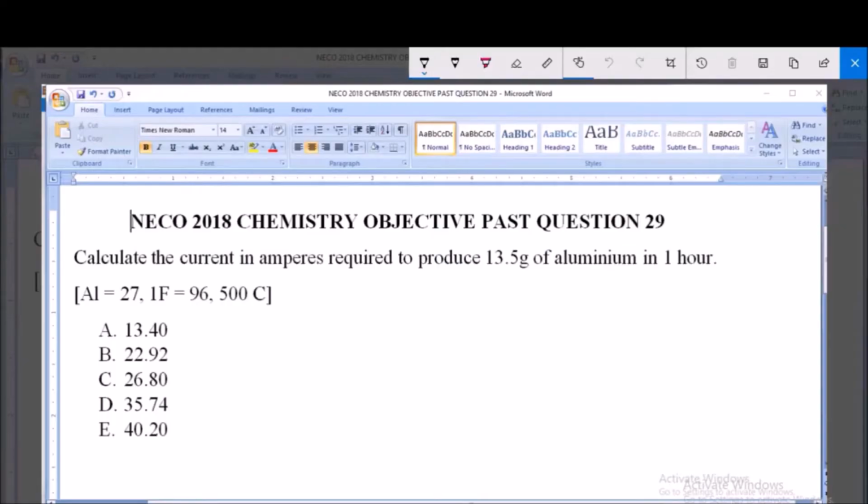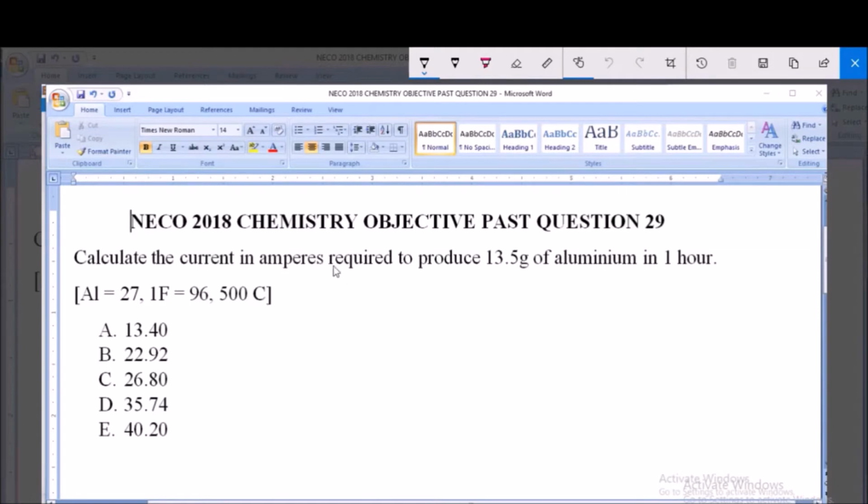Hello, good day and welcome. I'll be answering NECO 2018 Chemistry Objective Past Question 29. Calculate the current in amperes required to produce 13.5 gram of aluminium in 1 hour. Given that the molar mass of aluminium is 27 and 1 farad is equal to 96,500 coulomb. A, 13.40, B, 22.92, C, 26.80, D, 35.74, and E, 40.20.